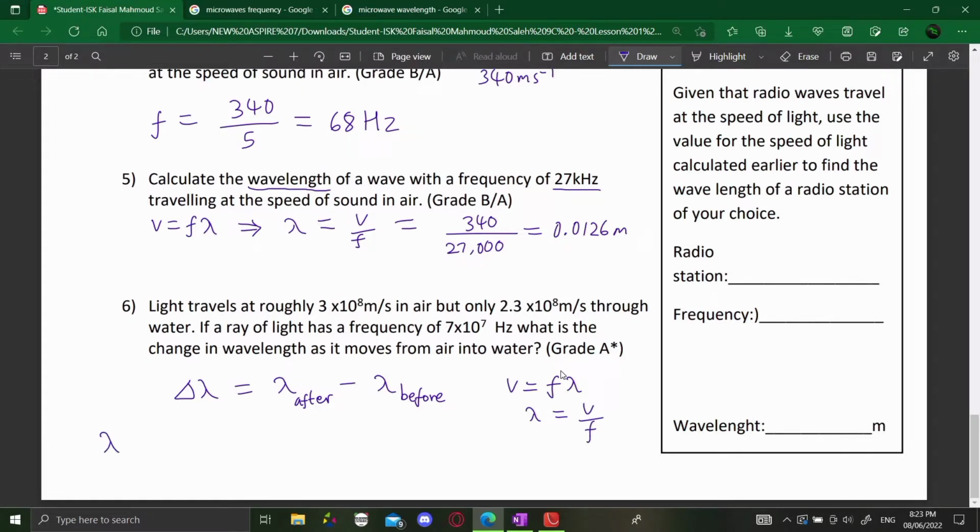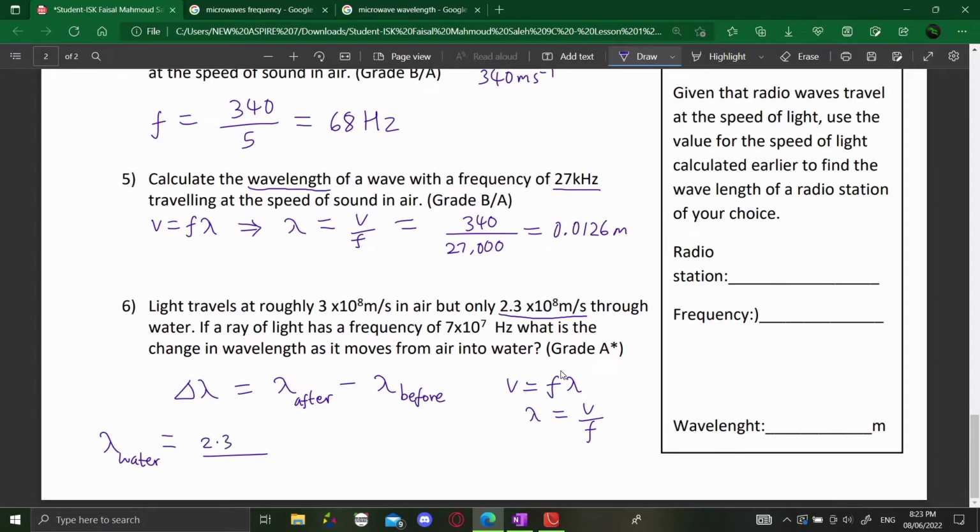So the lambda after, or actually let's call this lambda water, because it makes more sense since we're dealing with the wavelength in water. It doesn't matter what you call it. So that's the wave speed divided by the frequency. So that's 3 times 10 to the power 8 divided by its, oh no, sorry, what is its speed in water? This is its speed in water.